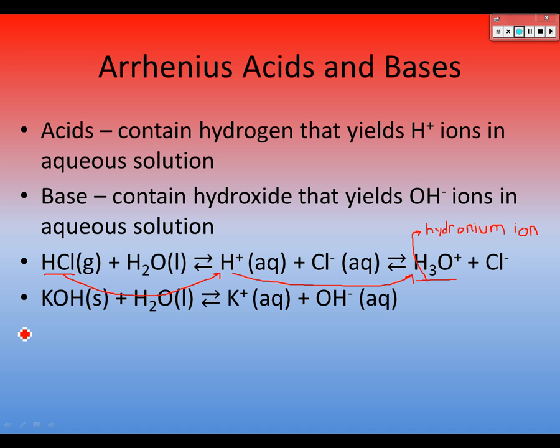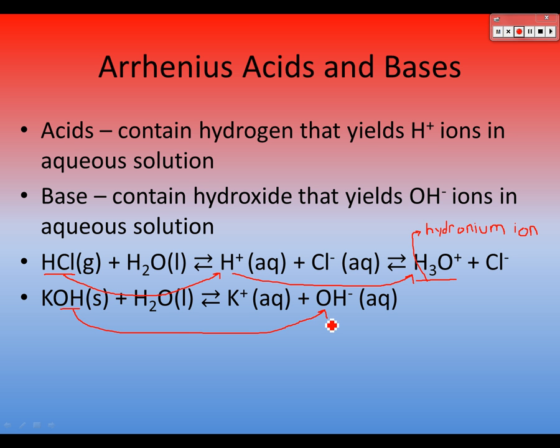Then here we have KOH, potassium hydroxide. When it's dissolved in water, it dissociates and forms OH-. So based on the Arrhenius definition, KOH, potassium hydroxide, is a base.